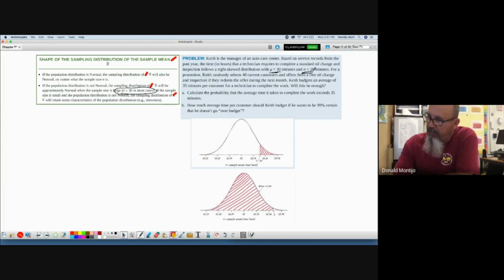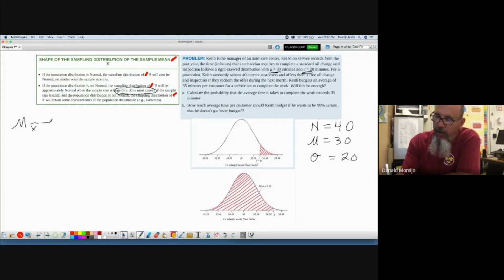Let's look at the puzzle pieces again. We know that n equals 40. We know that mu equals 30, and we know that sigma equals 20. So what's the center? Remember that the mean of x bar equals mu. So the center is 30. What's the spread? The standard deviation of x bar equals sigma over root n. So it's 20 divided by the square root of 40. So the standard deviation is 3.16.